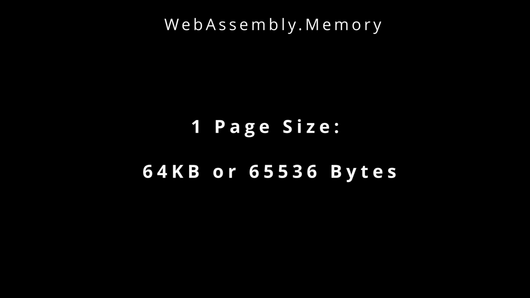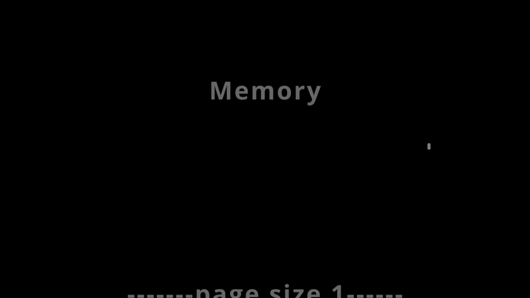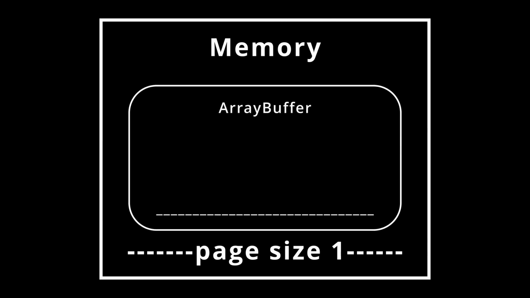The way memory works inside a WebAssembly module is that it says, hey, don't give me just a random number the way that you provide an array buffer its size. What I need is a page size. So what does page size mean? A page size is equivalent to 64 kilobytes of data. So whenever you are initializing a memory, providing it a page size of 1, it will internally create an array buffer with a size of 65,536 bytes, which means an array buffer with the size of 64 kilobytes.